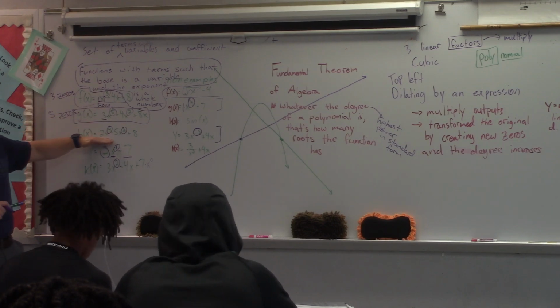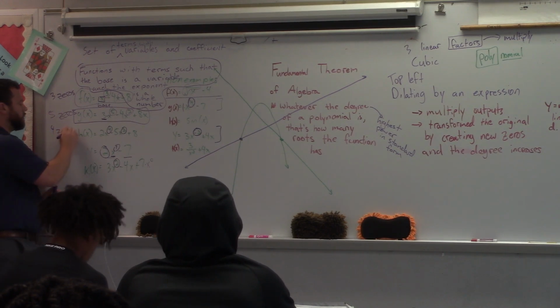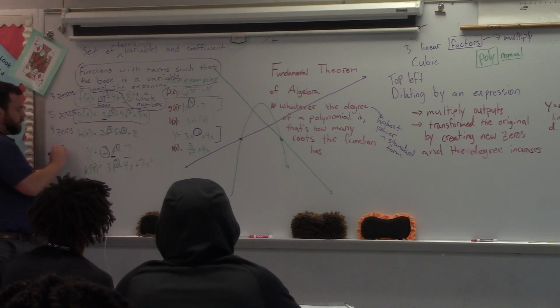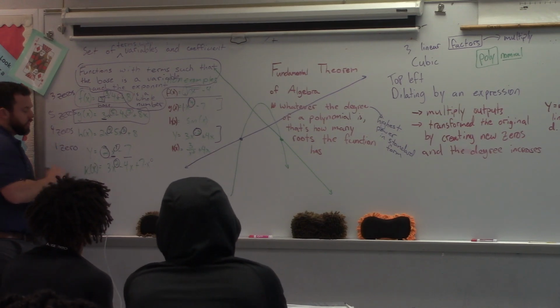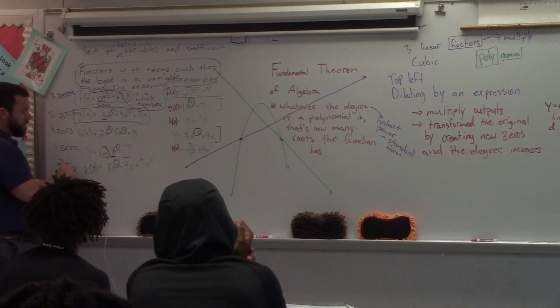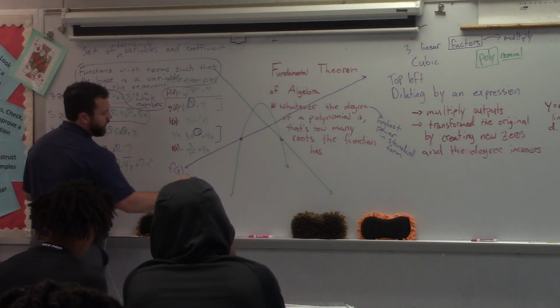How many zeros will h of x have? 4. 4 zeros. How many zeros will y equals have? One. Remember that was that linear function. How many will k of x have? By the way, don't forget when I say zeros, I also mean roots.